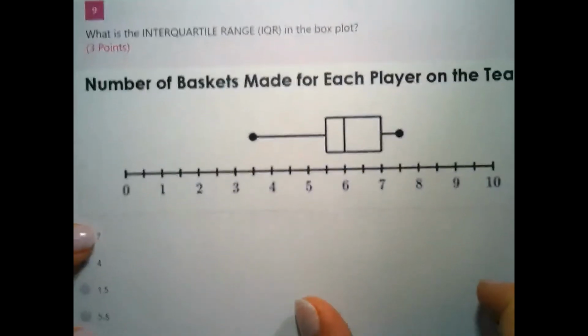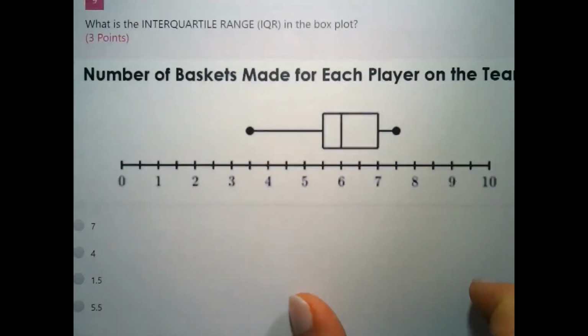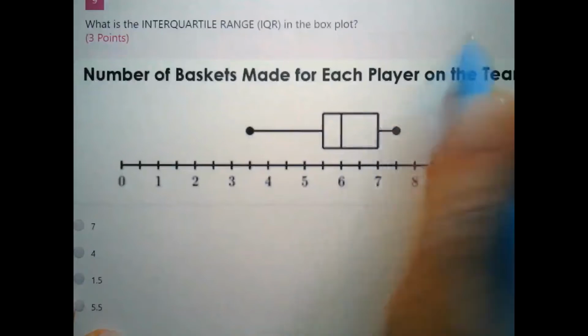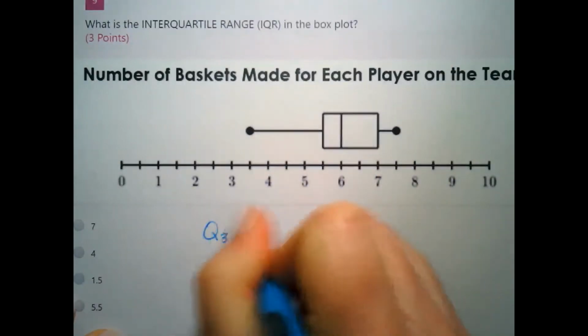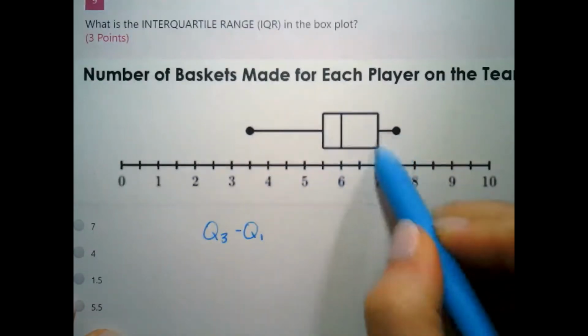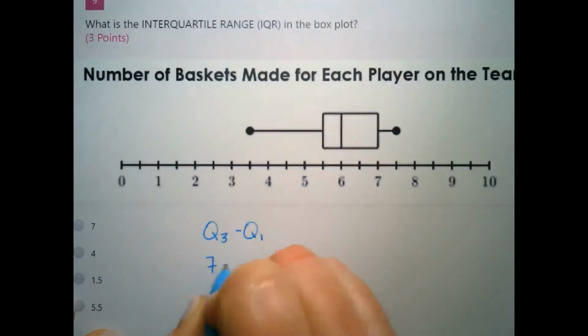All right, we're going to go on to question number 9. It asked us what was the interquartile range, or the IQR, and again, we're looking for your Q3 minus your Q1. Q3 here looks to be 7.